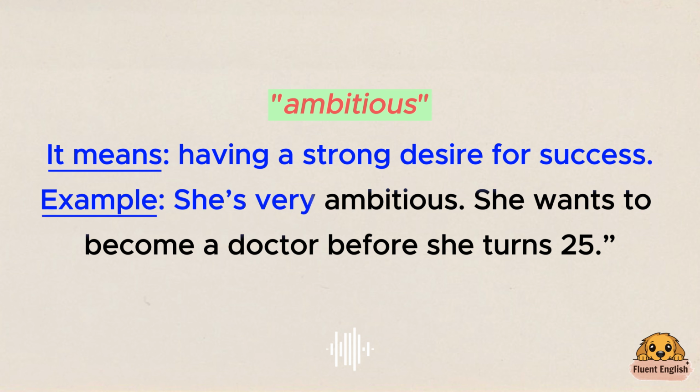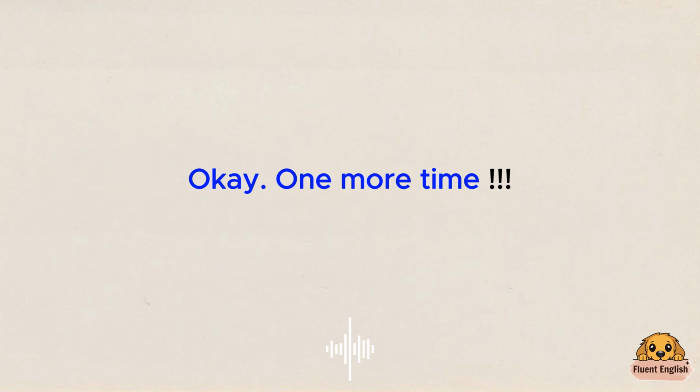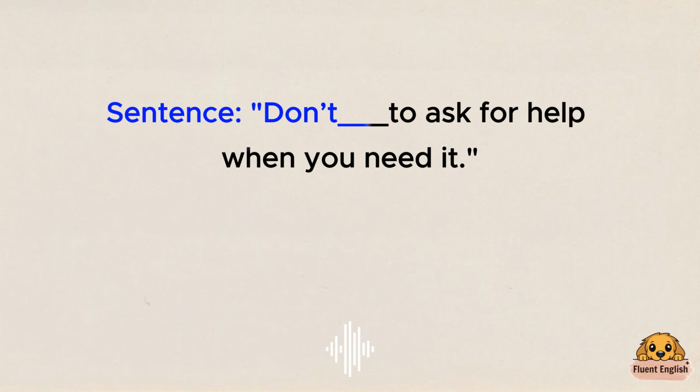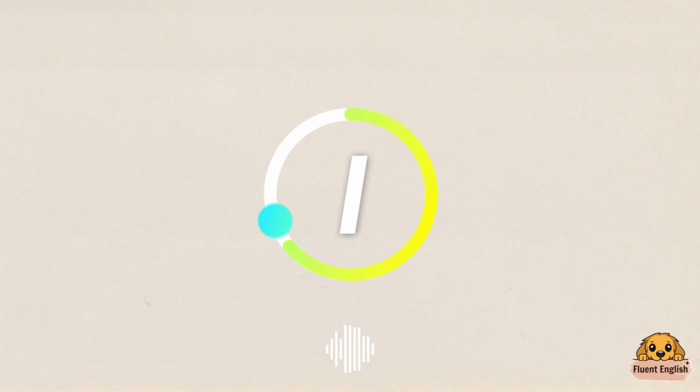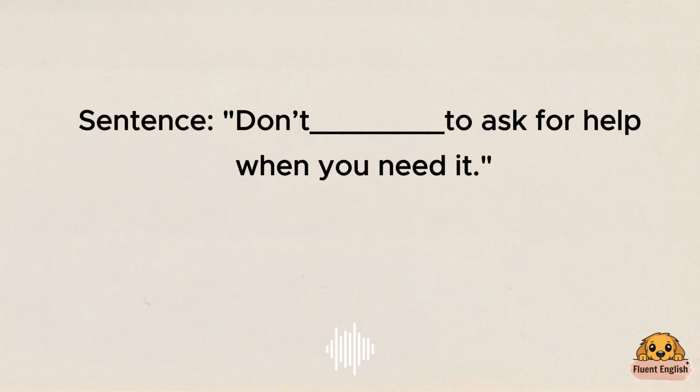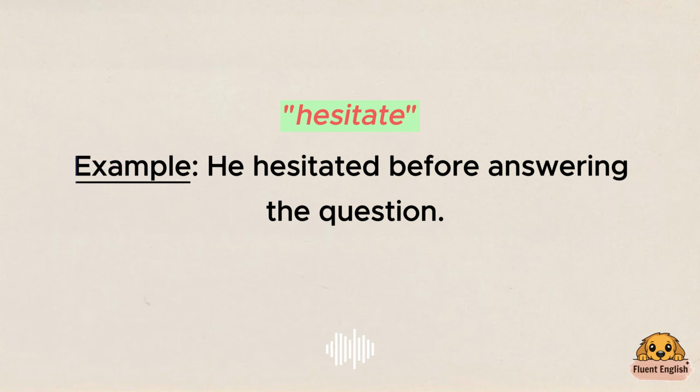Example, she's very ambitious. She wants to become a doctor before she turns 25. Okay, one more time. Sentence, don't ___ to ask for help when you need it. Clue, starts with H. It means to pause because you're unsure. The word is hesitate. Example, he hesitated before answering the question.